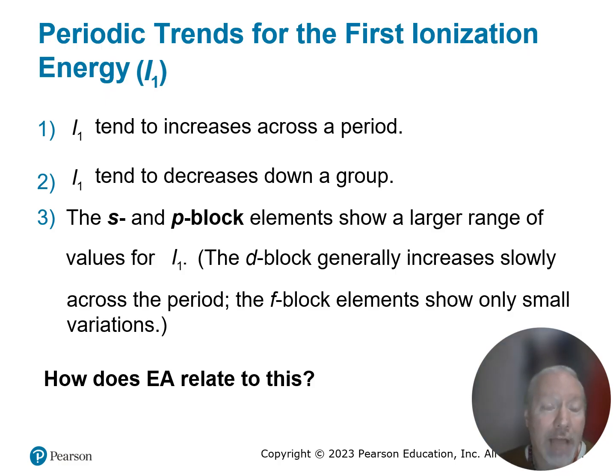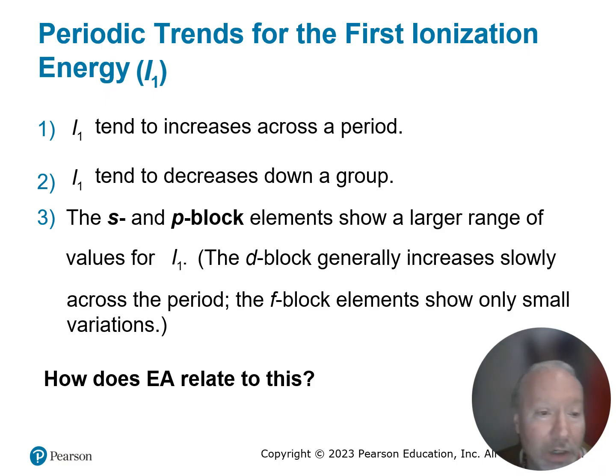Periodic trends for the first ionization energy. And we talked a little bit about this, and we know that ionization energy tends to increase horizontally across a period as we move left to right. Moving left to right, just as we read, the ionization energy is going to increase, it's going to become higher. There are some exceptions and a little bit of deviation from the trend, but that's mostly true.